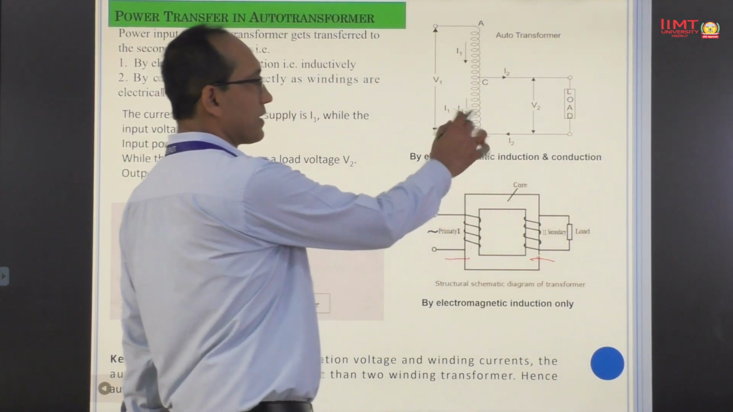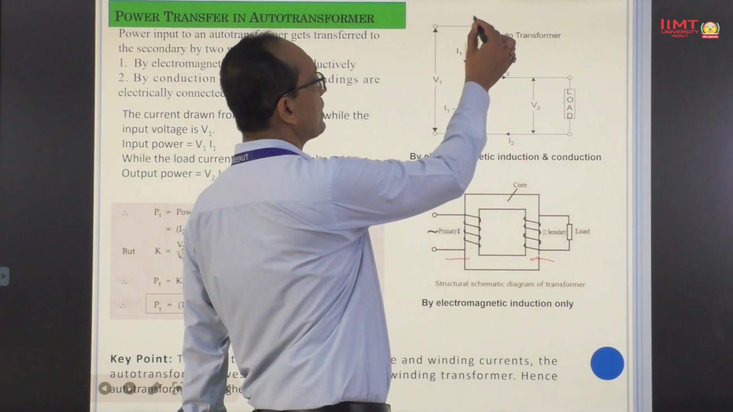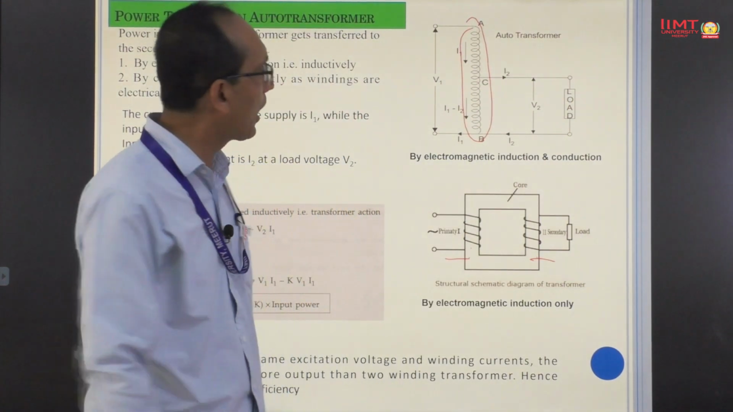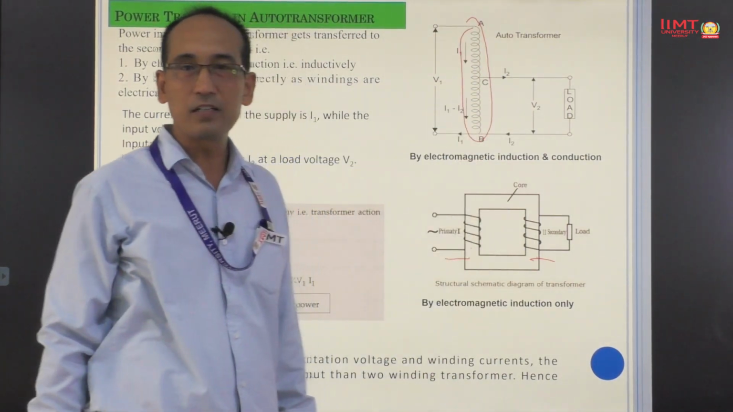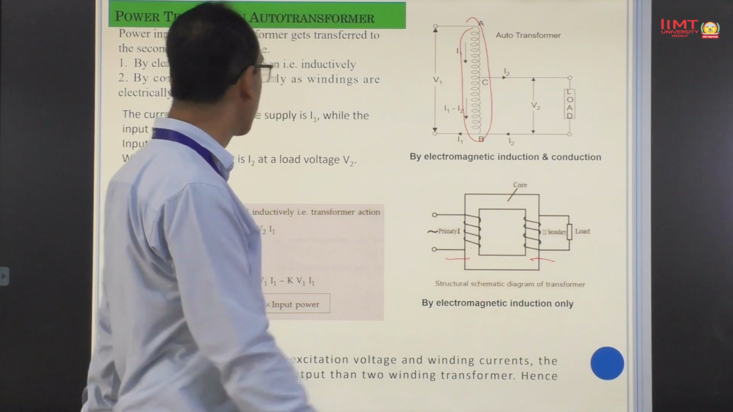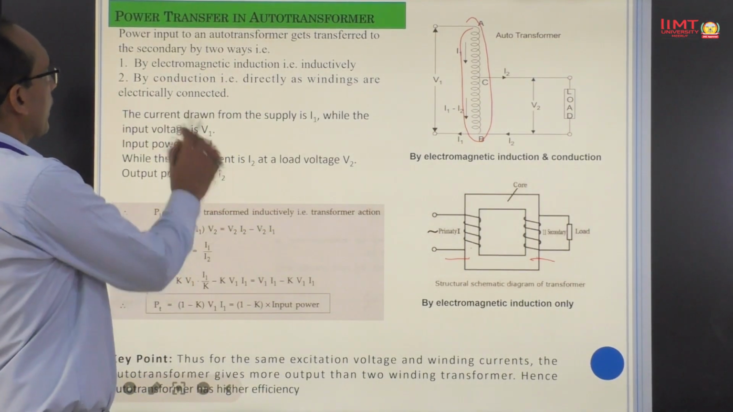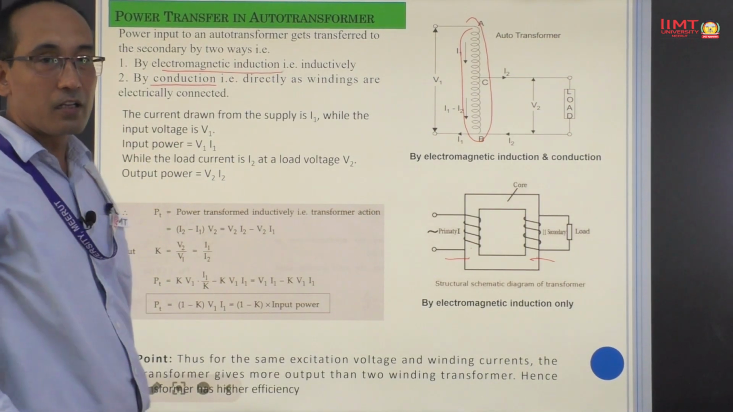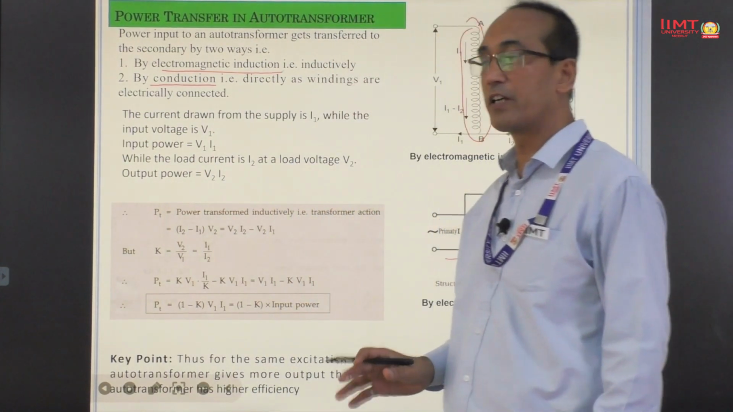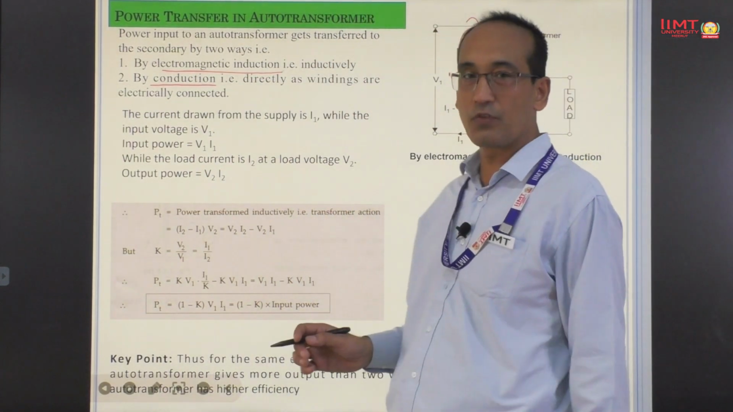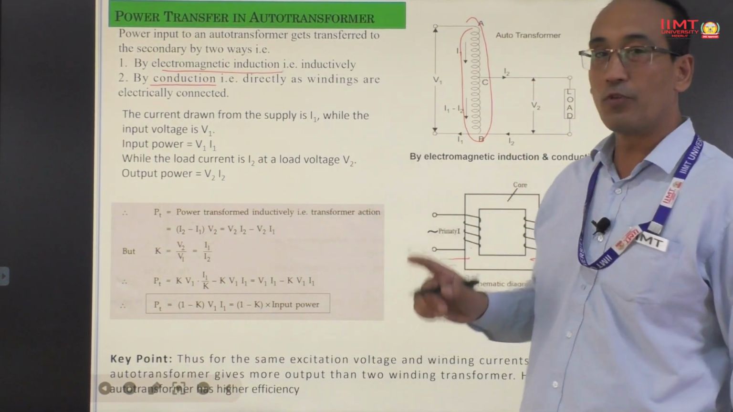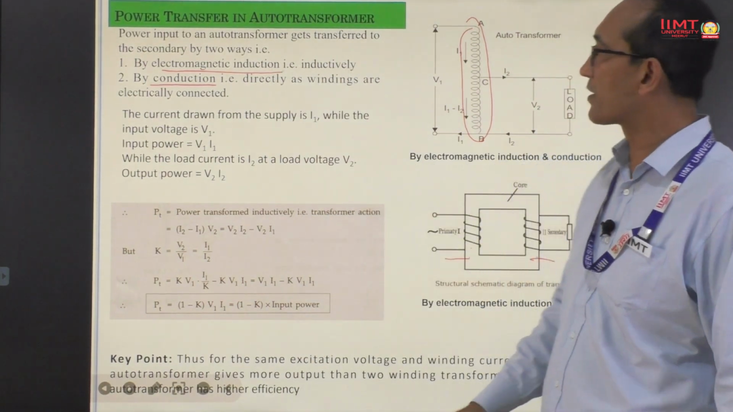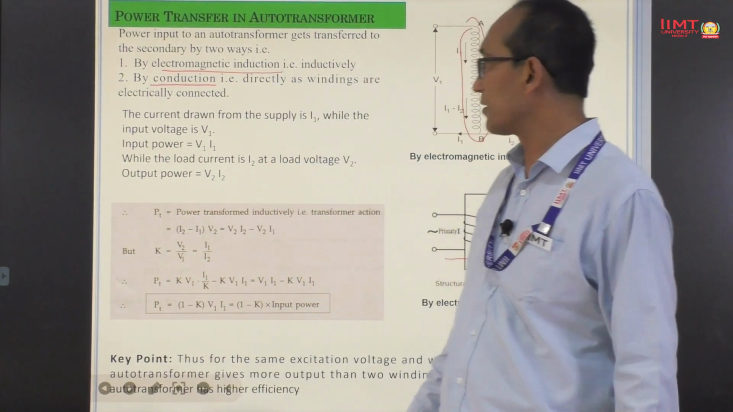but in the case of a single phase auto transformer, we have only a single winding, meaning primary and secondary share the same turns, not in different directions. So in this case, conduction will occur here and electromagnetic induction, or mutual induction, will also take place. So we can say power transfer in an auto transformer happens by two systems: one is the electromagnetic system and the second is the conduction system.